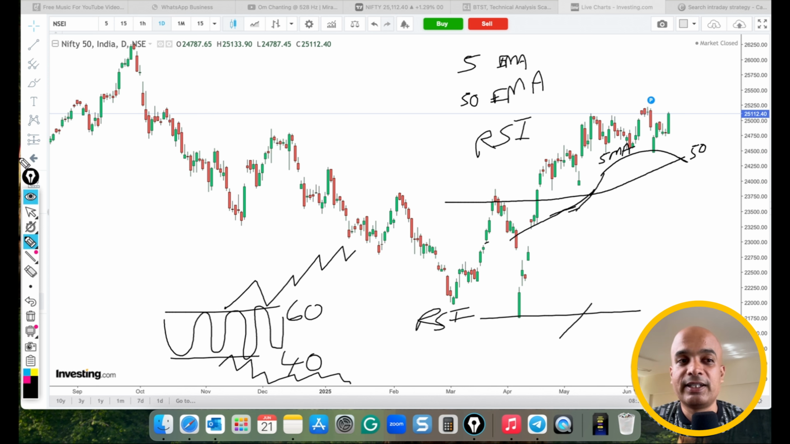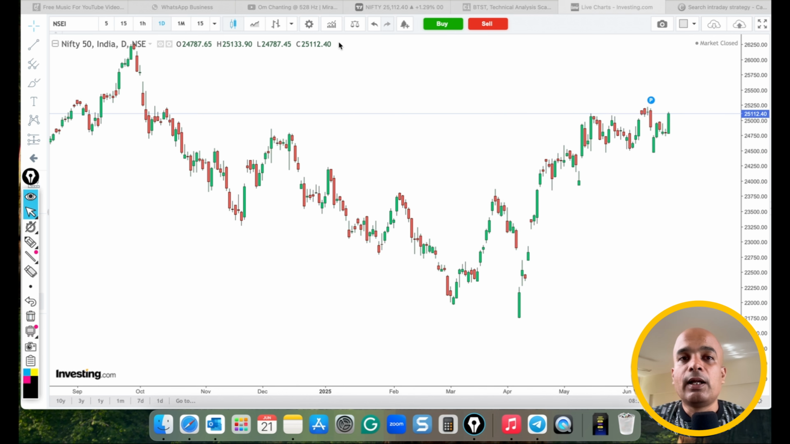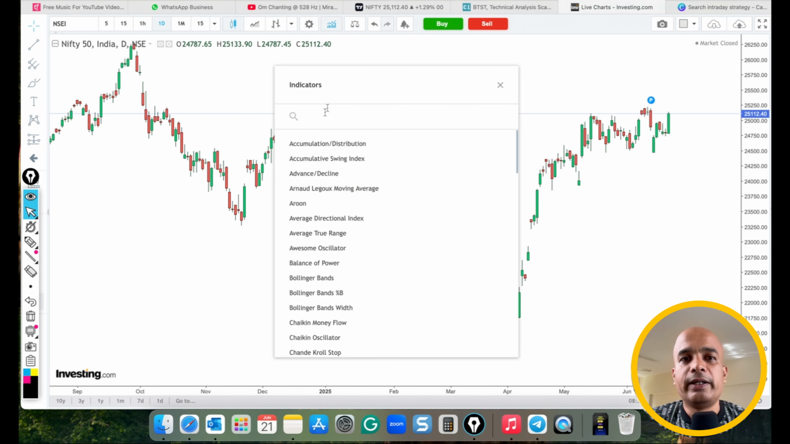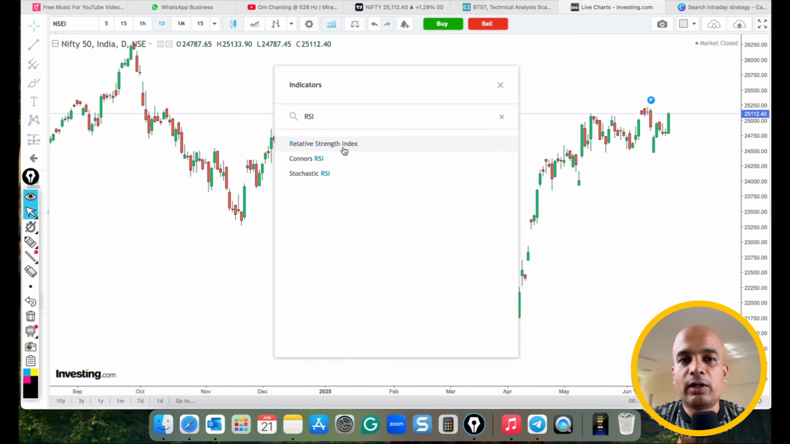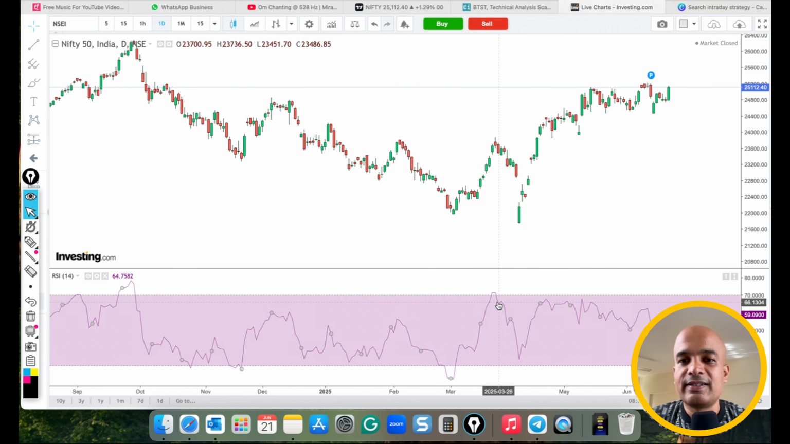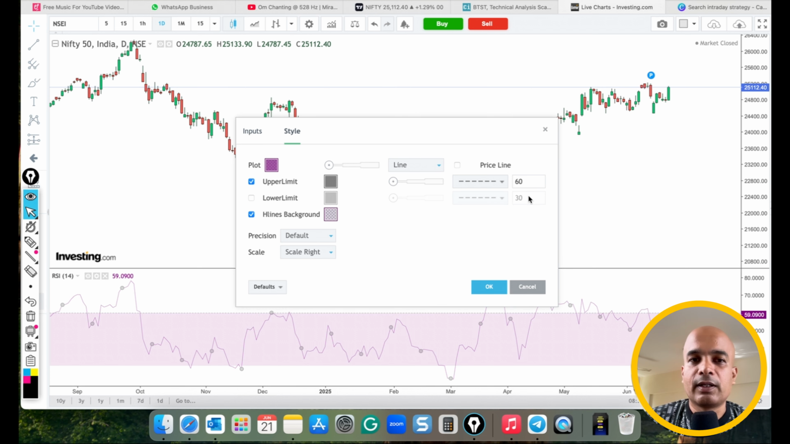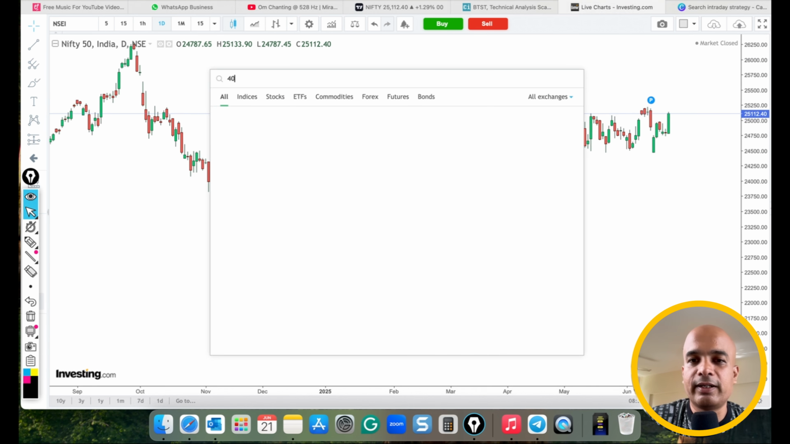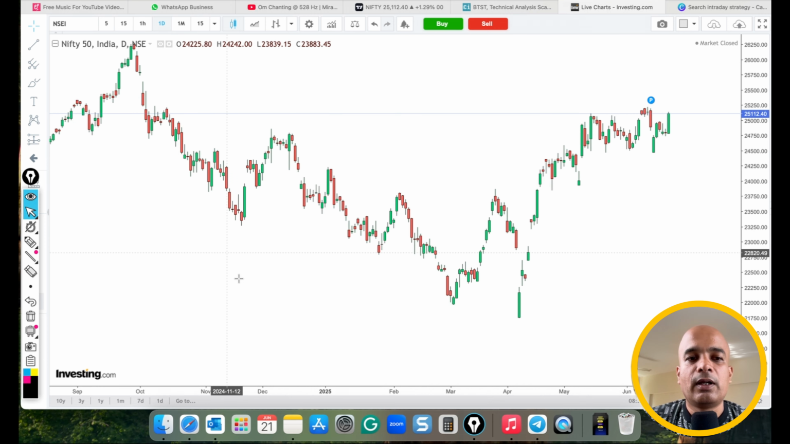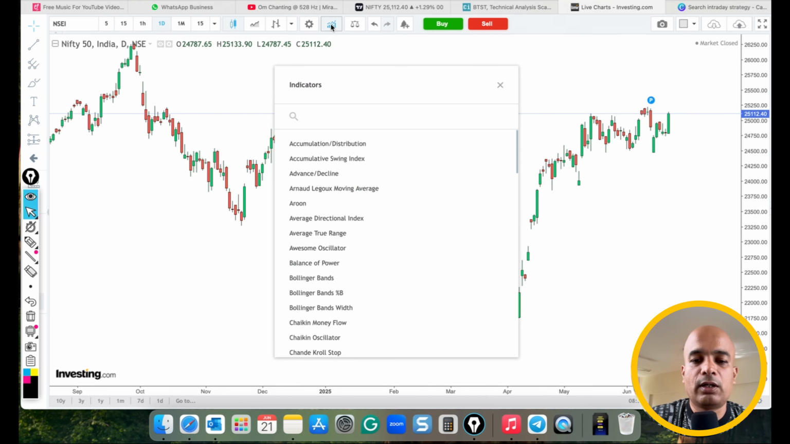I will plot on the chart and I will also show some of the examples. So basically I will go to indicators. I will plot RSI first. So in RSI, as I said, I will mark only 60 and 40. I don't need 70 and 30. Anyway, 40 we don't really need because we need only 60, but still I'm marking it.